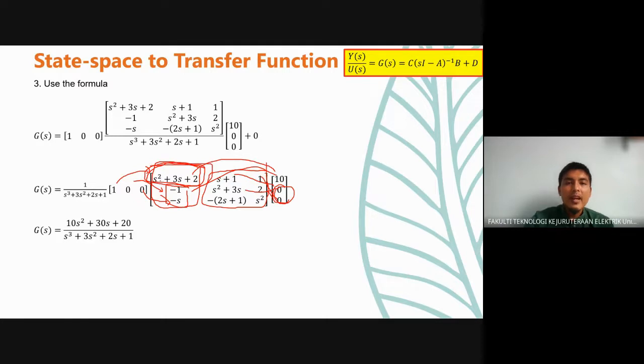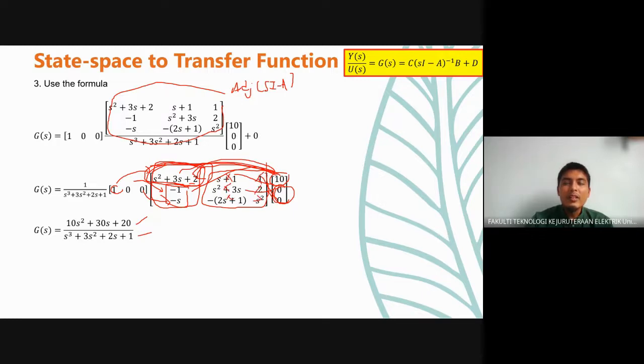So you can see that s squared plus 3s plus 2 multiplied with 10. So that's why you got 10s squared, 30s, and 20. And then multiply with 1. So that's why you got this thing. So this is the faster way. As you know, this is contributed by the adjoint of sI minus A.